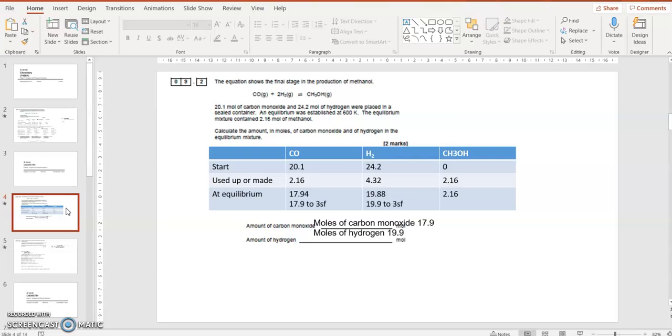At the start, there's 20.1 moles of carbon monoxide. According to the question, 24.2 moles of hydrogen, no moles of methanol. At the end, at the equilibrium, it says there's 2.16 moles of methanol.